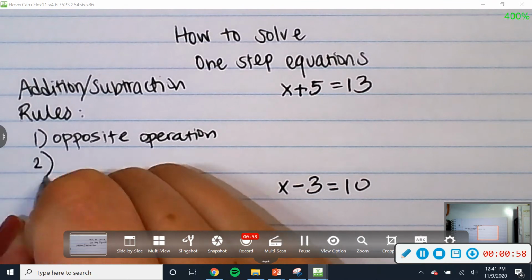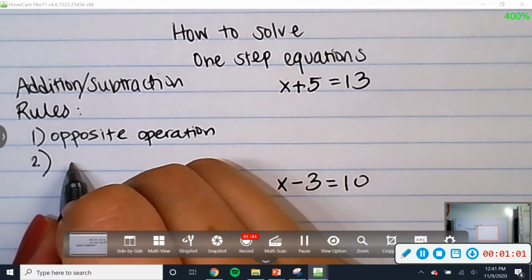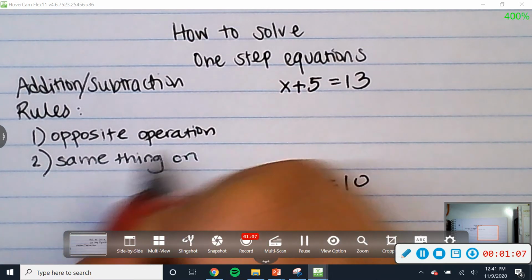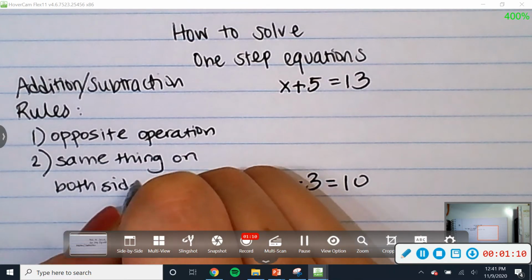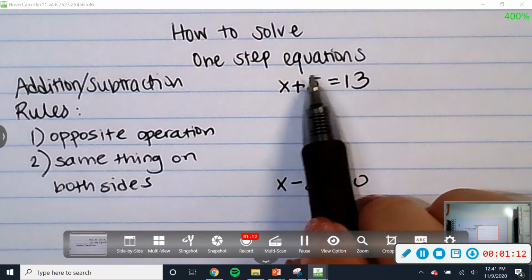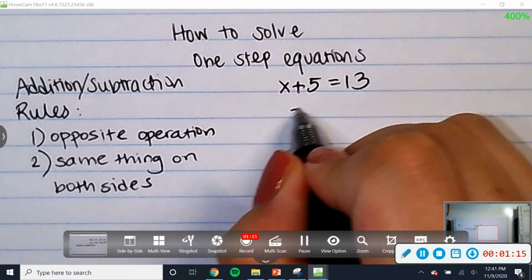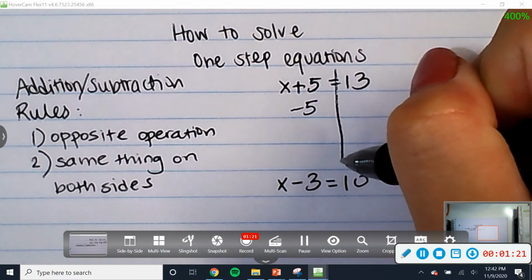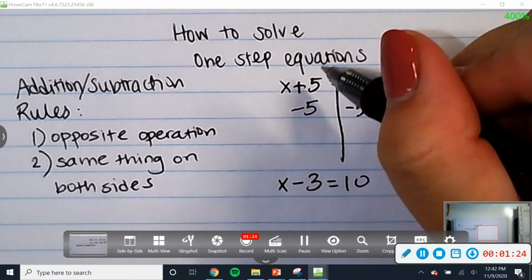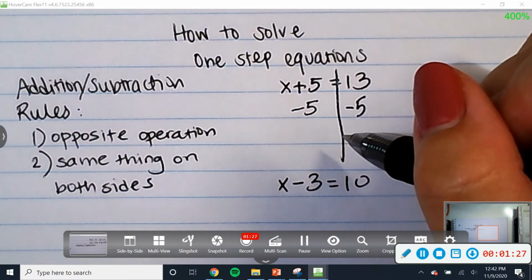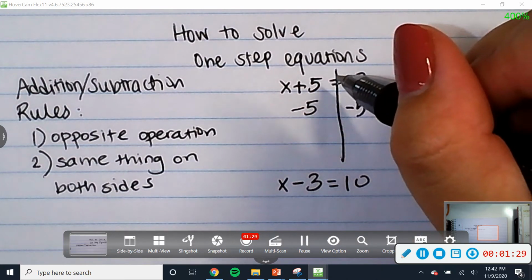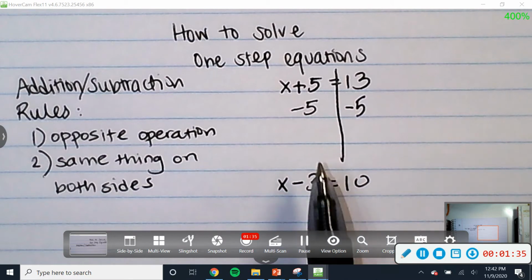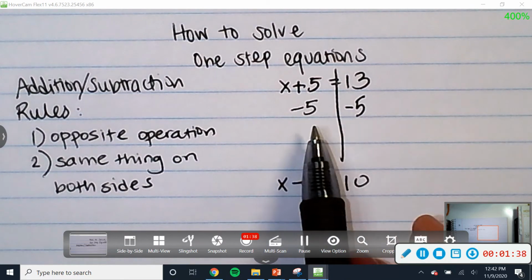The second rule that we have to remember is we always do the same thing on both sides. Earlier I said we have to use subtraction to solve this problem. So I would write a minus 5 underneath here, and on the other side of my equation I would also write a minus 5. It helps to sometimes write a line here to divide the sides of your equation, because on the left side of the equal sign we have something and on the right side we have something else. So you need to make sure that you write a minus 5 in both spots.